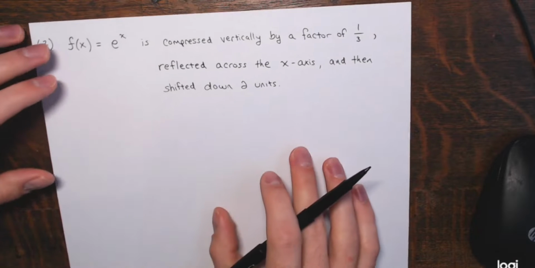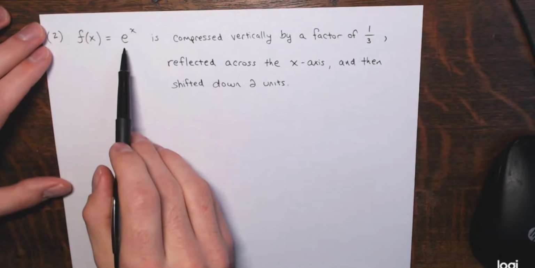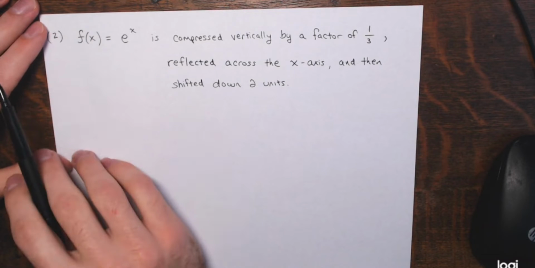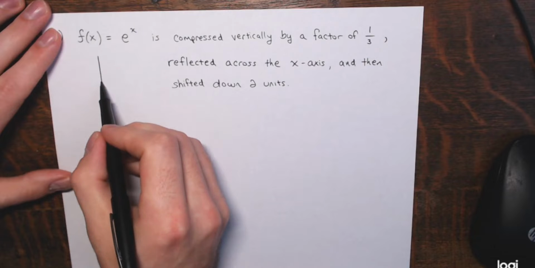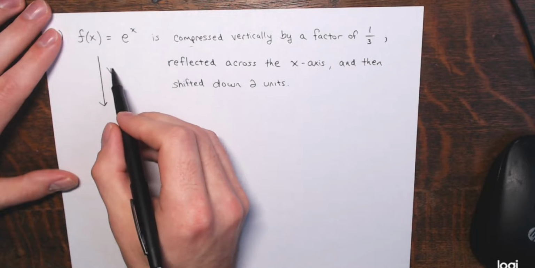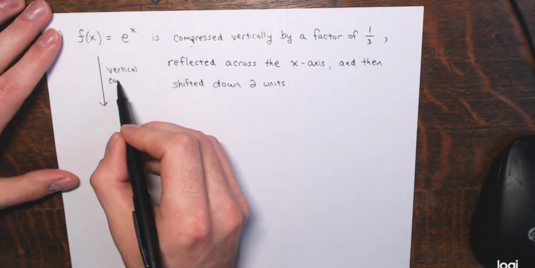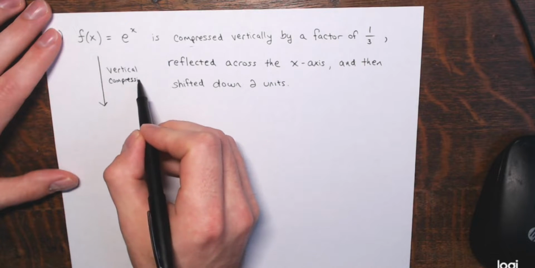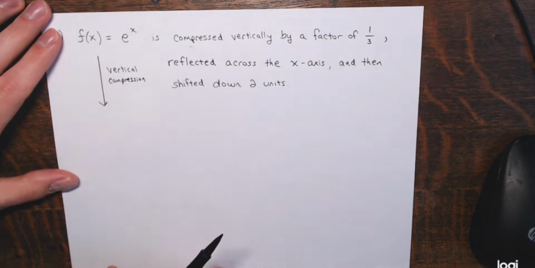Okay, so again, we're starting with f of x equals e to the x, and then doing the following. Right, so the first thing we do is vertical compression. Now, a vertical compression will move all the points closer to the x-axis, squeeze them toward the x-axis.